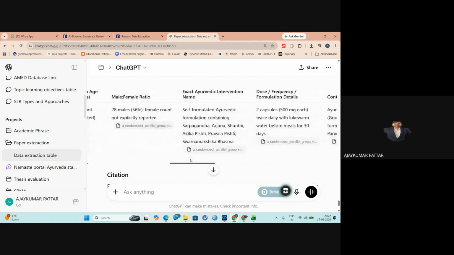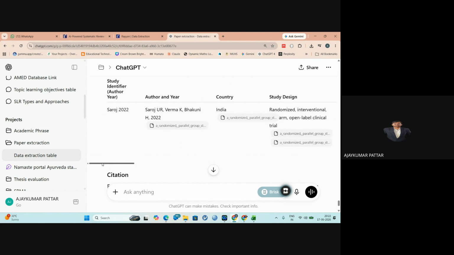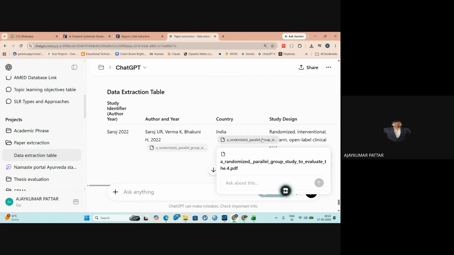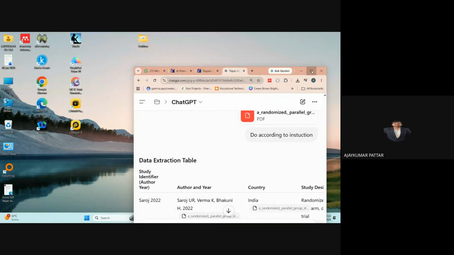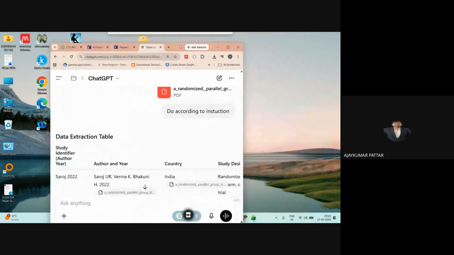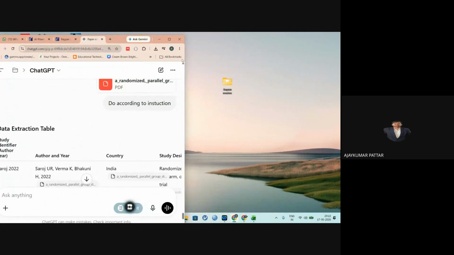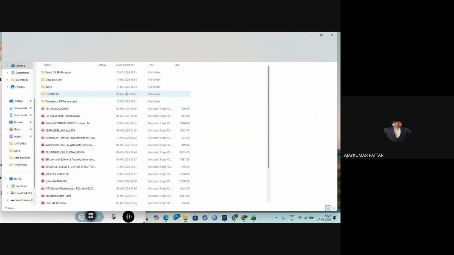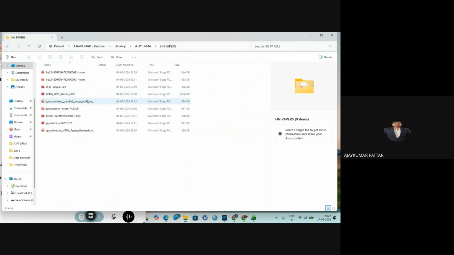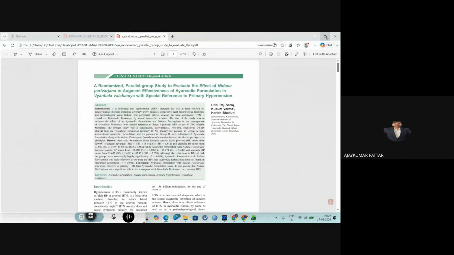So ChatGPT is also doing a better job as I have given instruction, but anyhow we have to cross verify. For example, the same paper I will open here side by side. Blindly we cannot trust ChatGPT; if you cross verify, we will be confident how correctly it is taking. So this paper I have uploaded in ChatGPT.